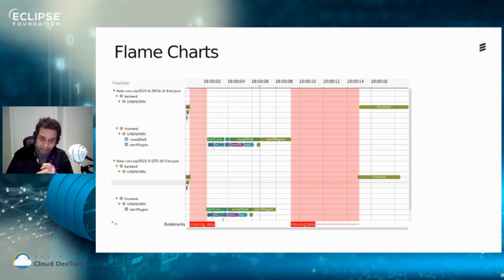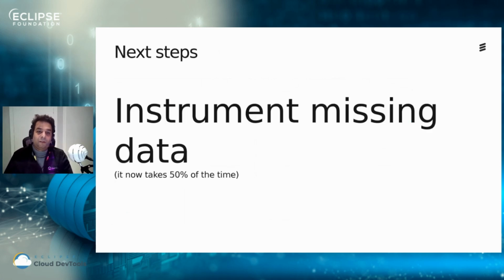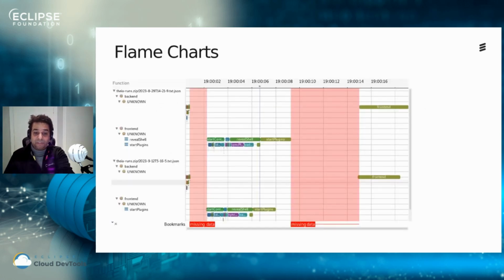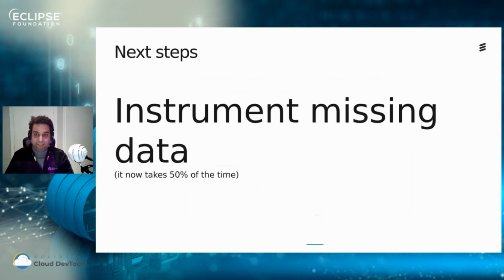So you'll see that there's missing data. What does that mean? We need to instrument the missing data. And if you look, I'm going to go back, you will see that the missing data is taking about 50% of the new and improved time, which means that your 25% performance improvement can actually go down significantly.